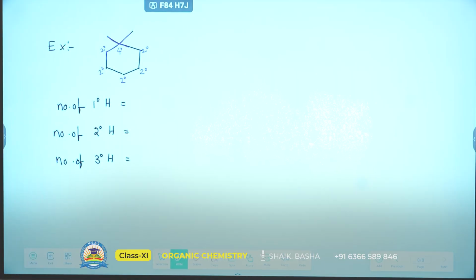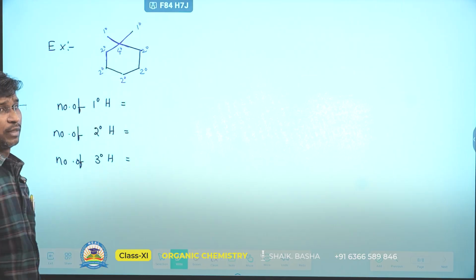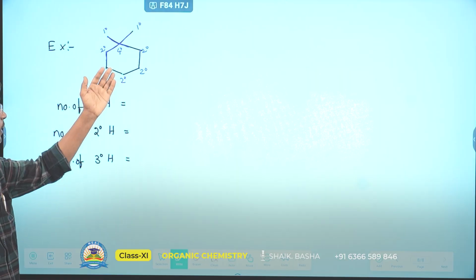Then how many primary carbon atoms are there? This is primary carbon atom. This is primary carbon atom. Primary is possible, secondary is possible, tertiary is not possible, quaternary is possible.